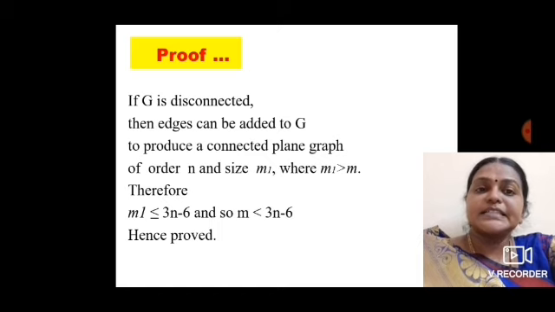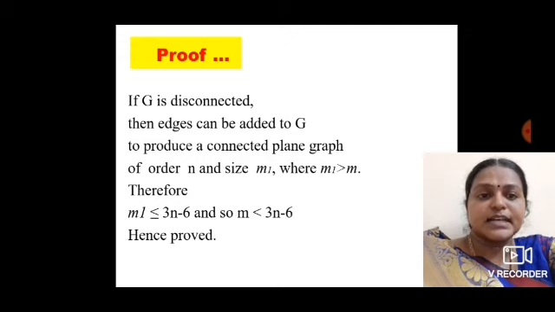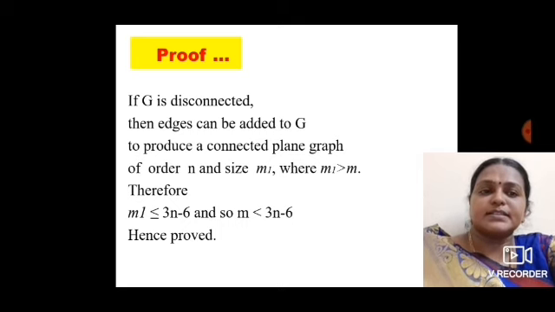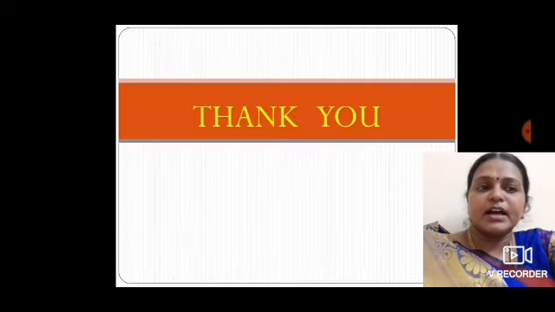If G is disconnected, then edges can be added to G to produce a connected plane graph of order n and size m1, where m1 is greater than m. Therefore, m1 is less than or equal to 3n minus 6. And so, m is less than 3n minus 6. Hence, we have proved.